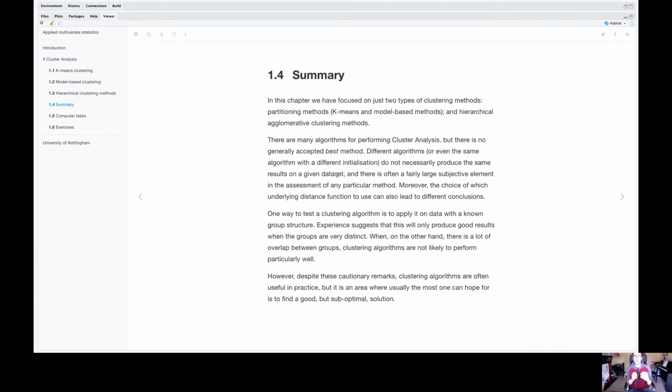And really that summarises clustering methods overall. There are many different methods for doing clustering, but there's not a single best method. And the algorithms don't produce the same answer. Even sometimes the same algorithm with a different initialization will produce different answers each time you run it, like k-means will, or model-based clustering will. So there is a fairly large subjective element when assessing each method. There isn't one answer. There are many answers, and you have to argue for why your answer makes sense, why you believe your answer, and why it's a useful answer.